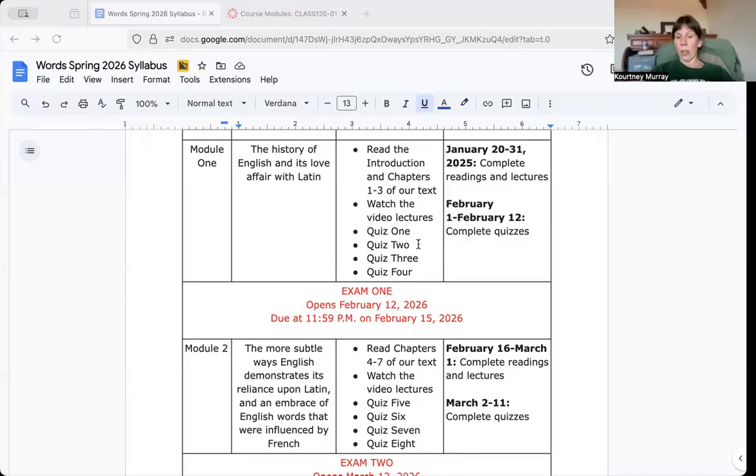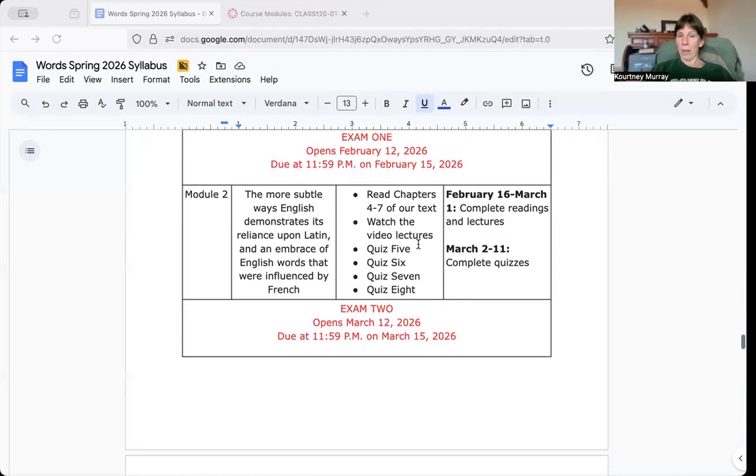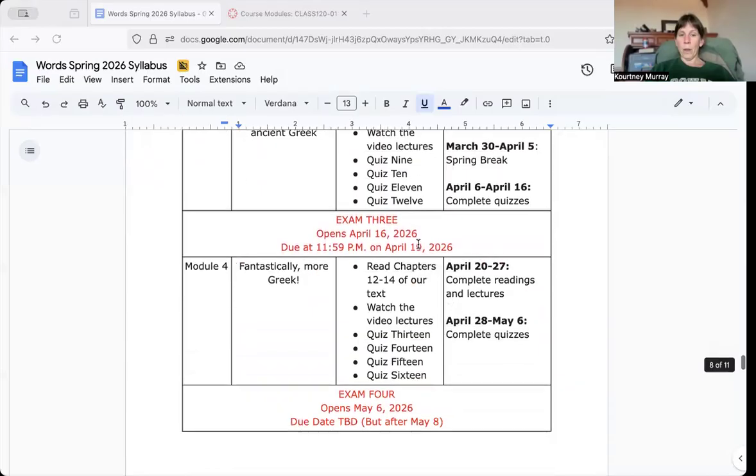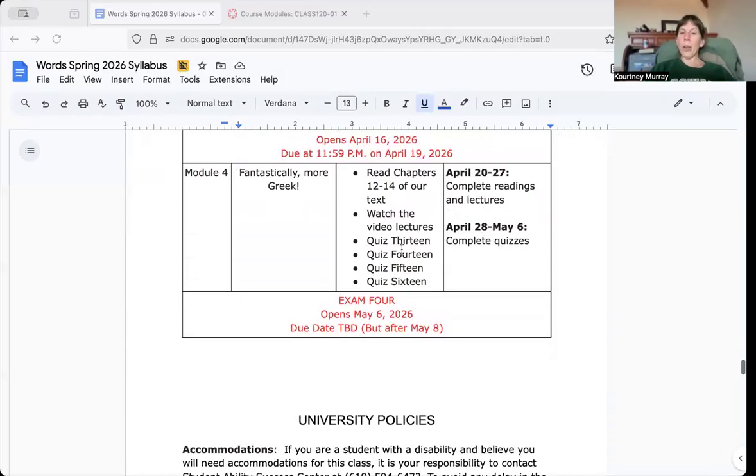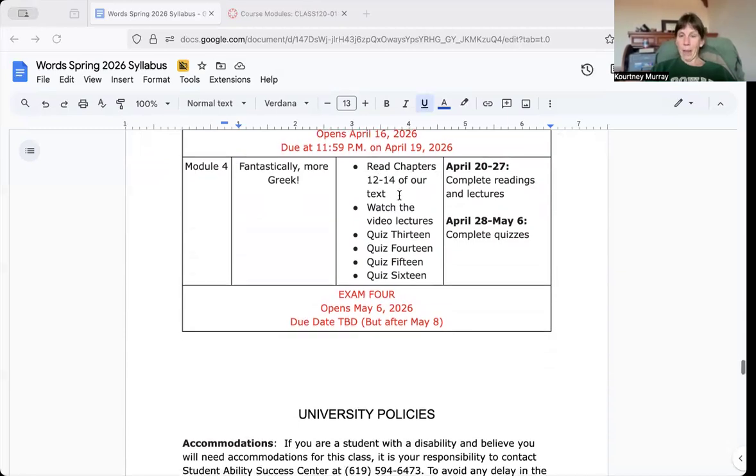So that's the basic structure, and that just repeats, rinse and repeat, for modules 2, 3, and 4, and we go through all of the chapters of our book. Our last module has only 3 chapters, so it's a little bit lighter on material. And then at the very end of the semester, I don't know what the due date for the final exam is going to be, but it will absolutely be within a reasonable amount of time. It will not be some quick turnaround.